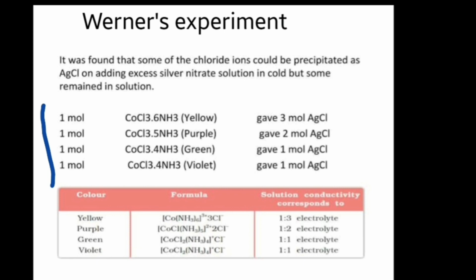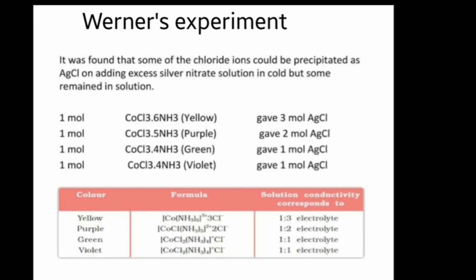These four compounds were different in their colors. CoCl3·6NH3 was yellow in color, CoCl3·5NH3 was purple in color, and for these two, if you see, the formulas are the same, but the colors are different. One is green and one is violet. So these two are isomers, they have the same formula. So he took these four compounds.